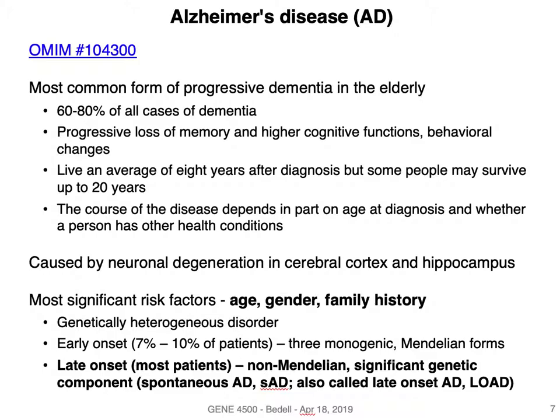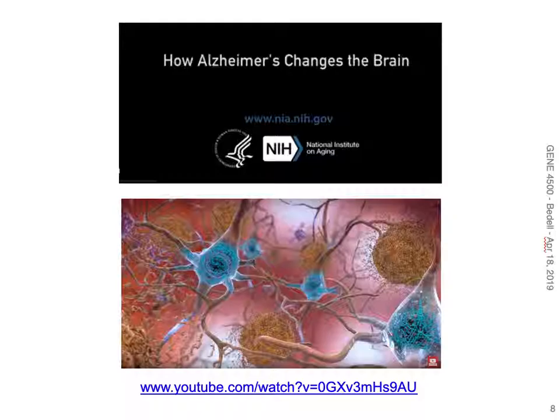Okay. So this is all animation, but it's from the NIH, from the National Institute on Aging, and so I think it still will give you some important information, and you're encouraged to watch it on your own, because it describes some of the cell types that are involved, and it describes how those plaques and tangles are forming, and how they might be affecting neuronal function.